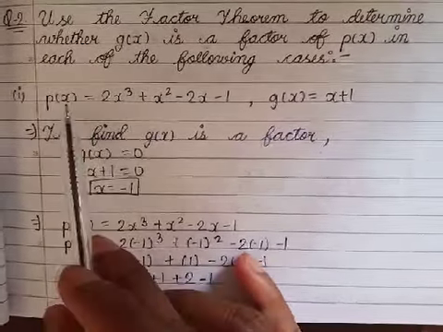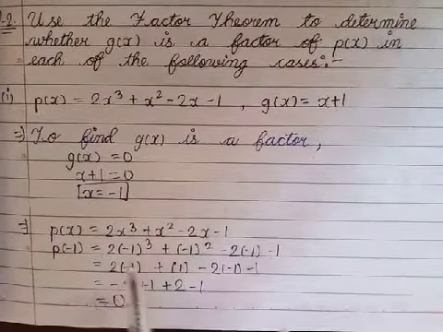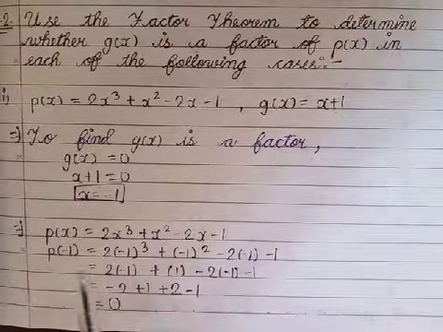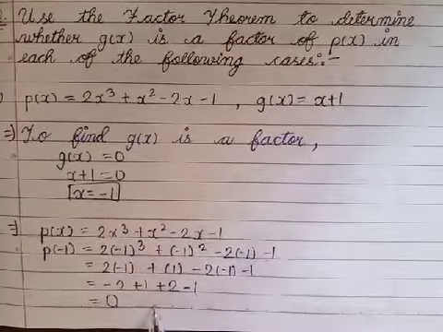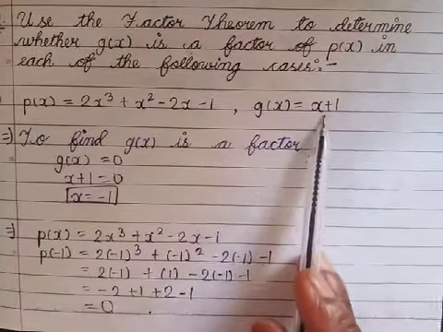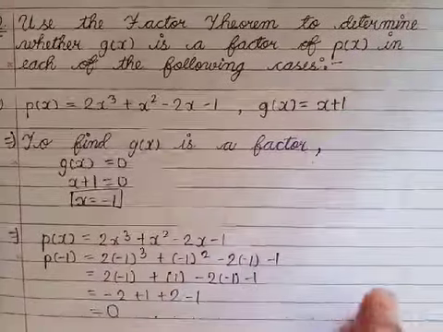Substitute, find out the value of p of minus 1. So like this, as we did before. If you simplify, you will get p of minus 1 is 0. Therefore, what is emphasized? That x plus 1 is a factor of the given polynomial p of x. Let's move on to the next question.